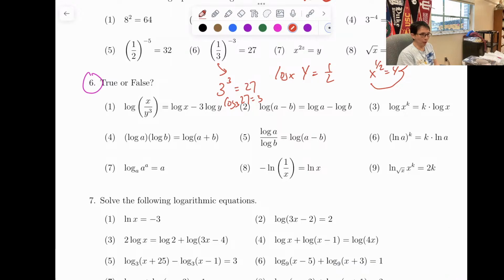4 is a true and false. This one is true. This one's false, by the way. Do you guys see why it's false? The second one's for sure false, because if you combine this, it's actually log 8 divided by b. So it's not distributable. Okay. And this one's true. And this one's false.